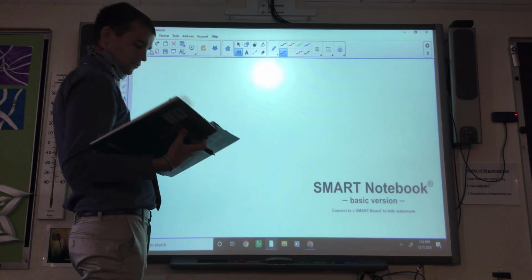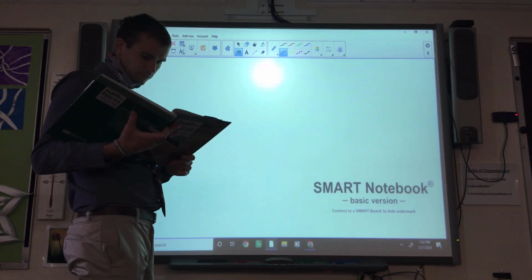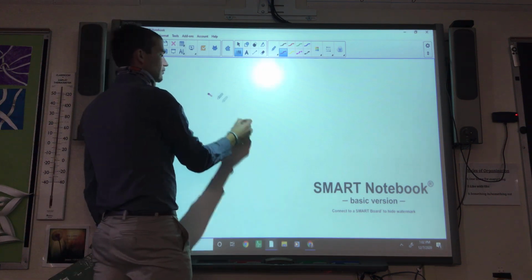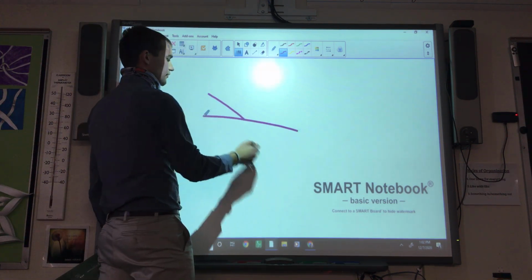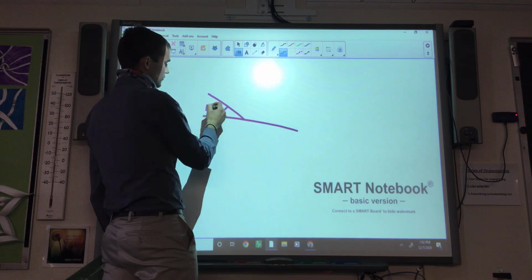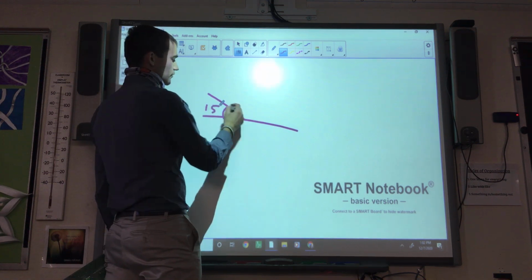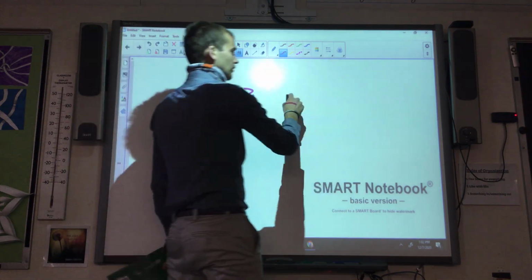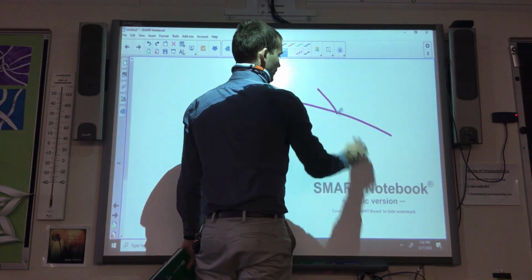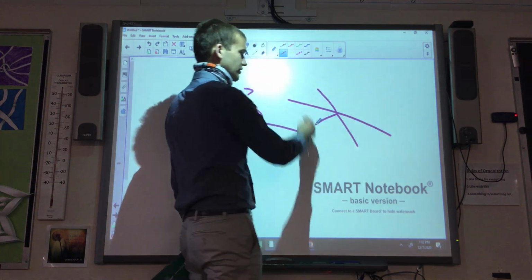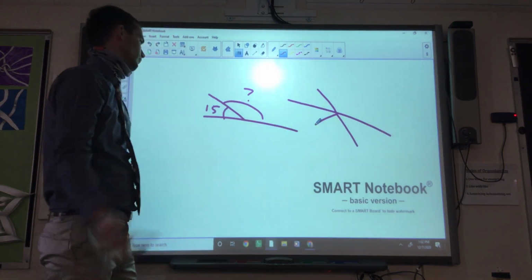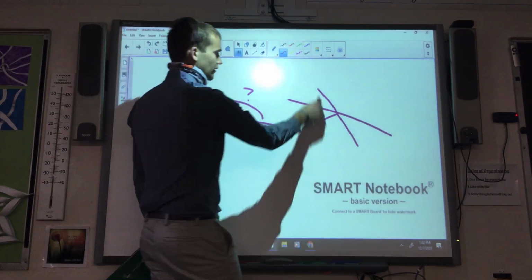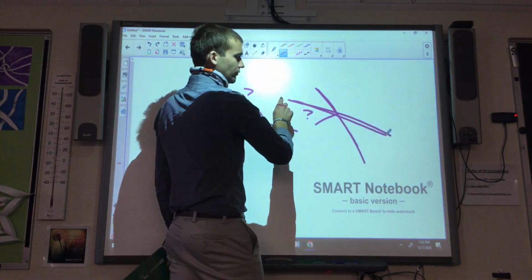The next 2. They're going to draw some angles here, and they're going to say this is 15 degrees. What is this one right here? What is the unknown angle? So remember, these right here are what kind of angles?